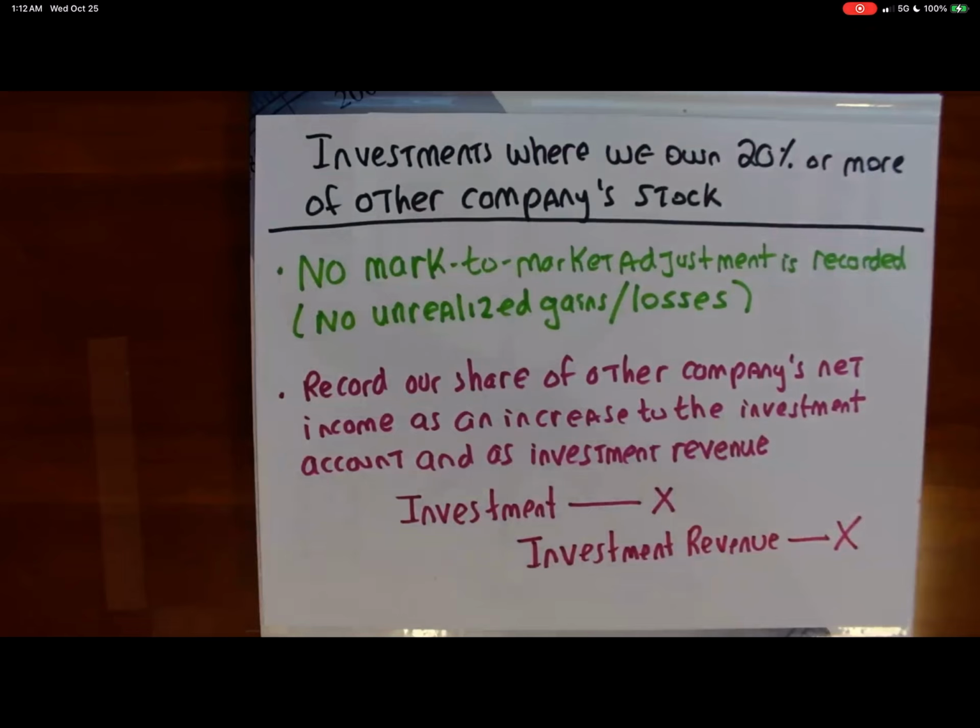One other piece of accounting we got to do. I got to jump over to another piece of paper. So we remember when we owned less than 20%, any dividends that we would have received, we recorded as dividend revenue. We're not going to do that here.